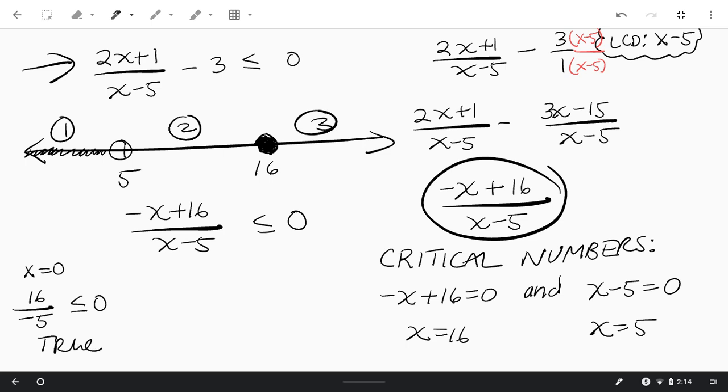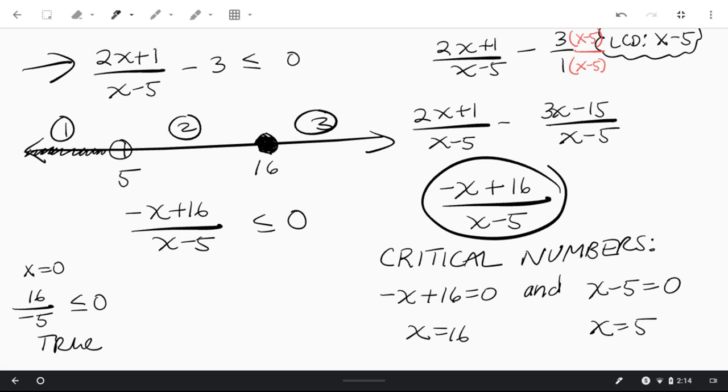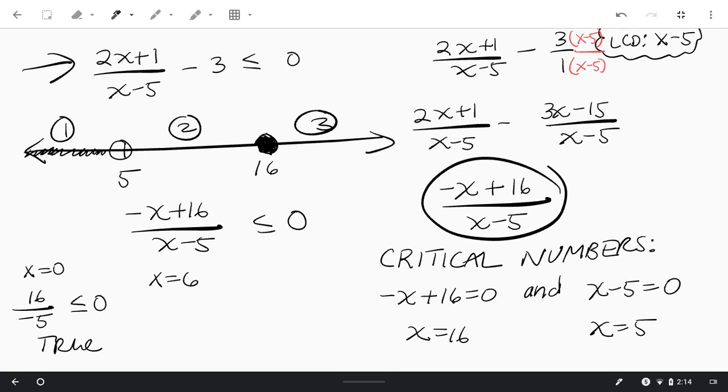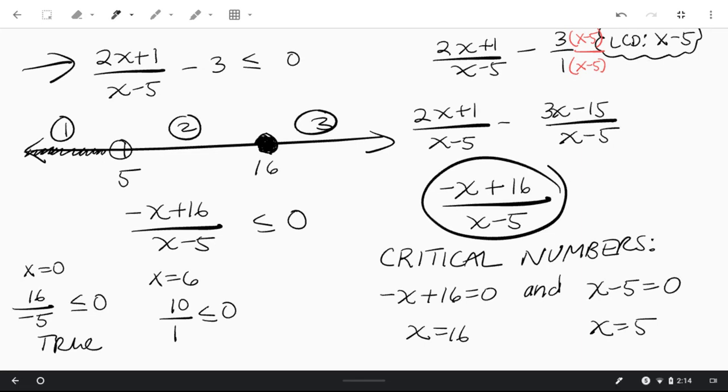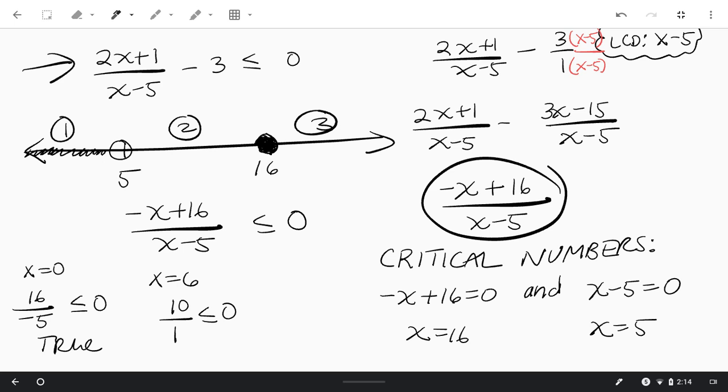Okay, so region 2, let's just check x equals 6. It doesn't matter what number you choose in that region. The outcome will be the same for all of them. Okay, so I always try to pick the smallest numbers. Okay, x equals 6. So 16 minus 6 is 10. And 6 minus 5 is 1. Is this less than or equal to 0? That would be no. So this is false. Okay, so that middle region turned out to be false. So we will leave it alone. We will not shade it.